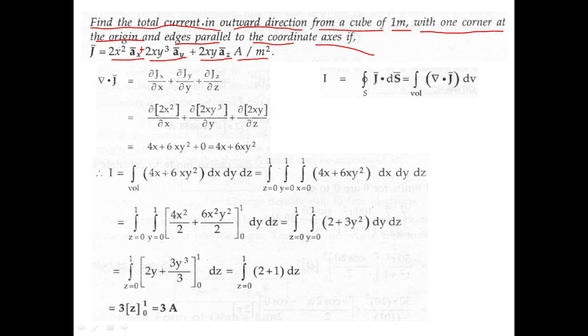So what we have to find, they have given the cube of 1 meter length on all the sides. Cube will have the length same on all the sides with one corner at the origin and the edges parallel to the coordinate axis if j is equal to 2x square ax cap plus 2xy cube ay cap plus 2xy az cap ampere per meter square.